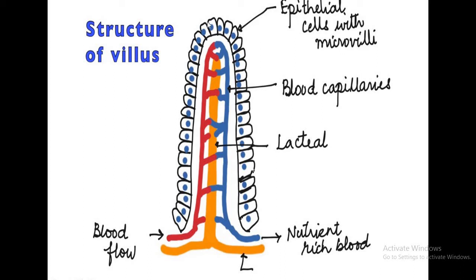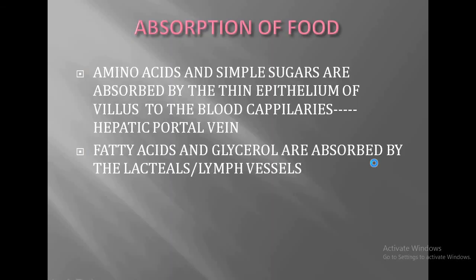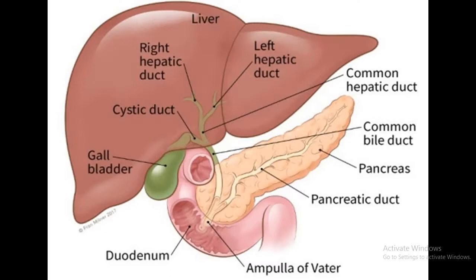So the glucose and the amino acids will be absorbed through this epithelium of the villus and added to the blood capillaries, whereas the fats will be absorbed in the lacteals and the lymph vessels. The yellow colored one is the lacteals or the lymph vessels. So fat absorption is by lacteals, and absorption of amino acids and glucose is by the blood capillaries. This is all for today.